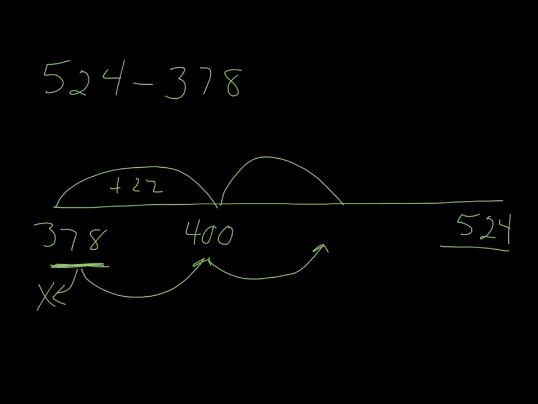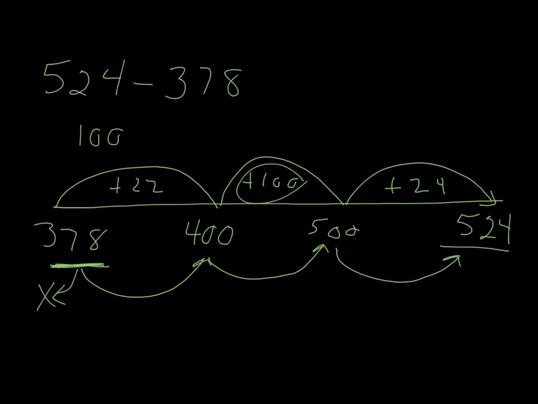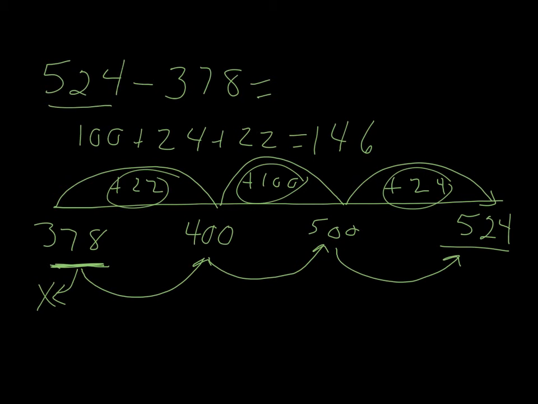Okay, now we go from 400 up to the next biggest set of 100, which is going to be 500, and we added 100. All right, and now what did we do to 500 to get to 524? Well, you should be able to work that out on your own. We added 24. So now, doesn't matter where you write it, but I think I'll do it over here. Whatever we've written in these hops, we add them all up. So we've got 100 plus 24 plus 22 equals 146. So now that means that 524 subtract 378 is 146.